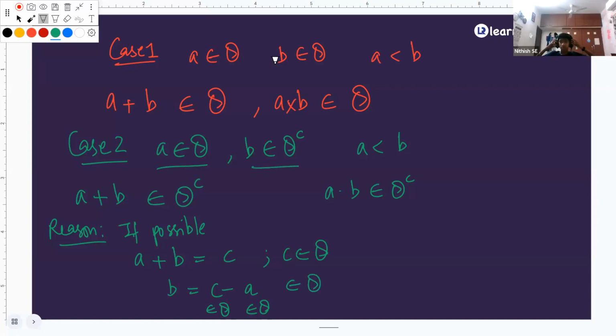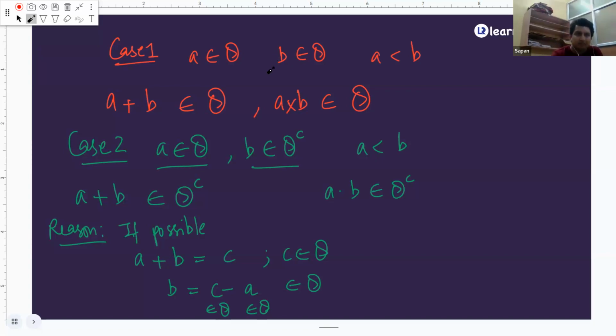Yes, sir. Okay. Could you tell this again? Yes. So if possible, either A plus B will be rational or irrational, right? Yes, sir. So we say that, okay, if possible, let's say A plus B is a rational number, which is denoted by C. Now, algebra of numbers tells me I can send A to the right hand side. So B becomes C minus A.